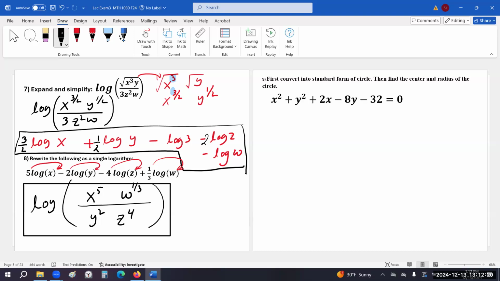Put the x terms on one side: x squared plus 2x, and then on the other side y squared minus 8y, and then we're gonna equal it to positive 32. So we add the 32, so it becomes positive 32. And then we're gonna divide it all by 2.